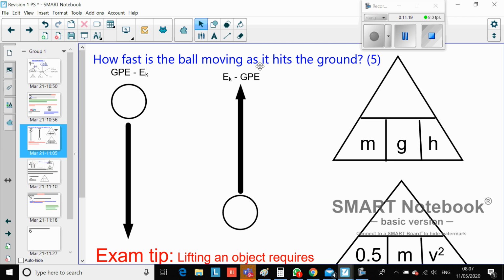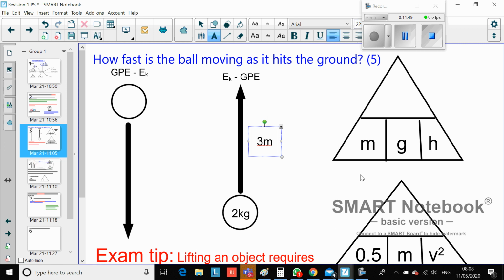Okay, well, let's just think about this for a moment. Let's just give a couple of values here, and it's probably a good idea to have this example as we go. Let's just say our ball weighs 2 kilograms, and the height that it is lifted up is, say, 3 meters. Now, the question is, how fast is the ball moving as it hits the ground?